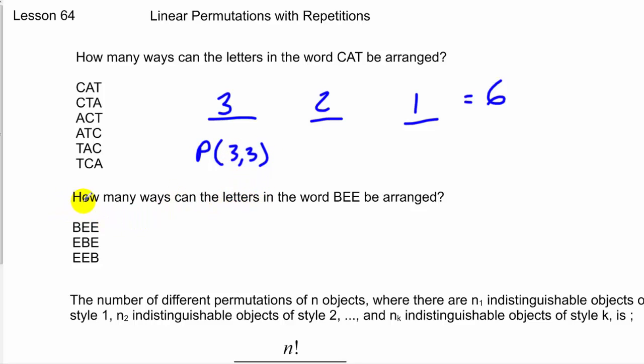Now we want to know how many ways the letters in B can be arranged, and you would think it's the same problem as cat because we've got 3 letters and 3 letters here. However, the B's repeat themselves, and we call these indistinguishable.